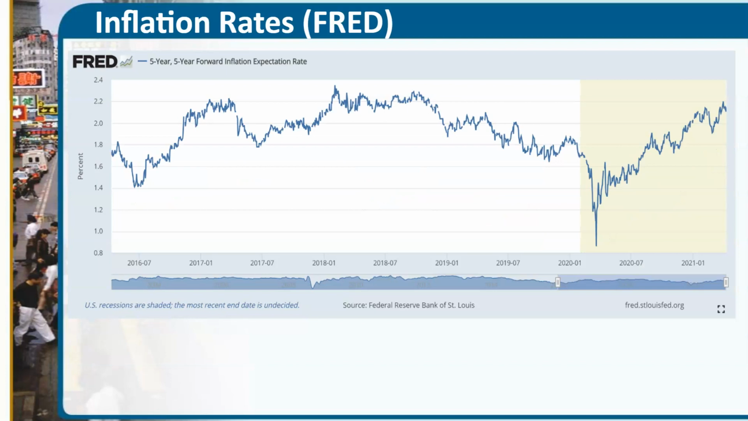We can see the inflation rate here, 5-year, 10-year, whatever the case may be in terms of the expectations. But the idea is the Fed isn't really concerned about this. The question is, how do we measure this inflation? How do they get to these numbers?